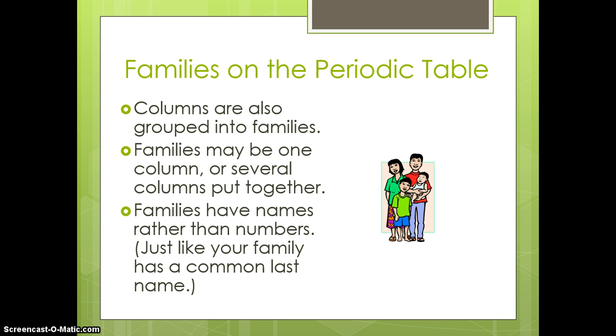Some of the families include more than one column. It might be only one column, but what makes them a family is that shared set of properties. So what we're going to go through next is some of those typical properties that are true for certain groups on the periodic table.